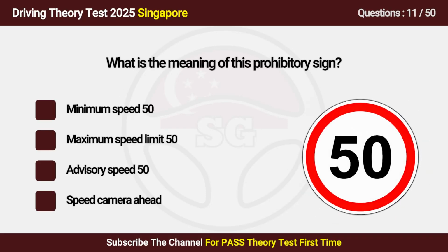Question 11. What is the meaning of this prohibitory sign? A. Minimum speed 50. B. Maximum speed limit 50. C. Advisory speed 50. D. Speed camera ahead.